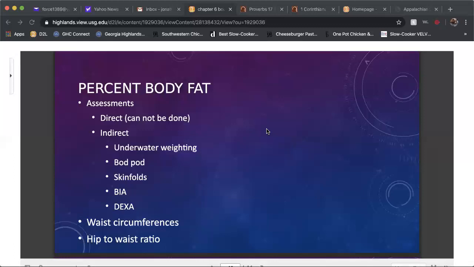Finally, what we have is what we call the DEXA. Now, DEXA stands for Dual Energy X-ray Absorptiometry. This particular system is probably the one where we have the least amount of error. There's not a whole lot that can throw off the DEXA. This test is super, super simple to run.